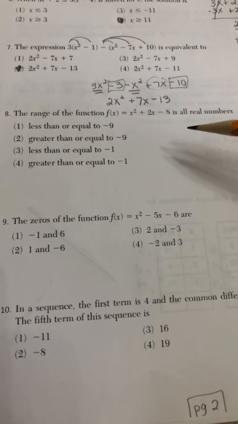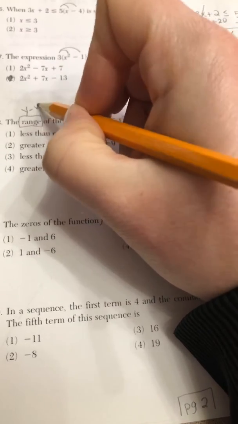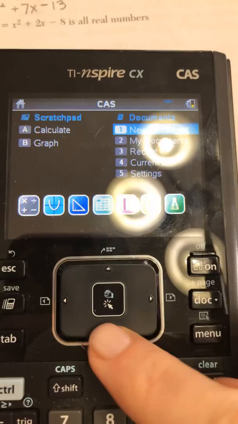There you have it. Okay, the range of the function. So what we need to know is this vocabulary word, range. It's a fancy name for the y values. Okay, what I would do personally is I would graph it. Okay, I want to look for the height or how high it goes.